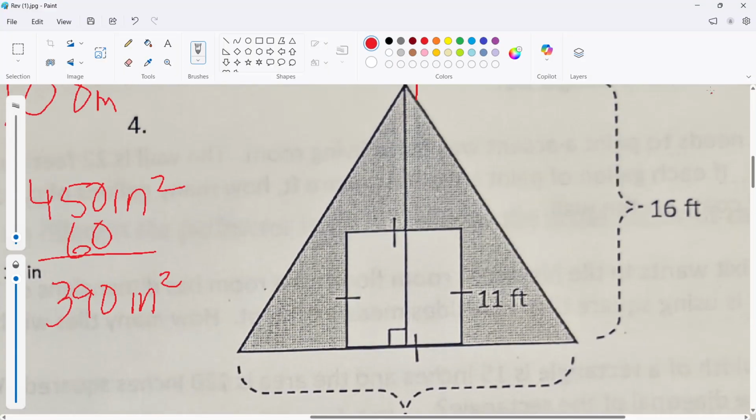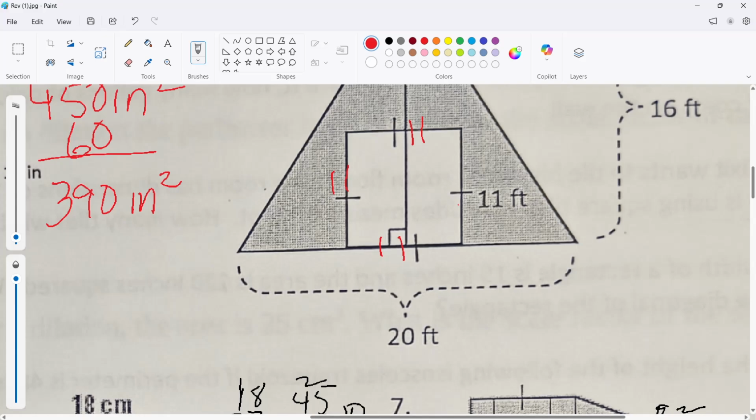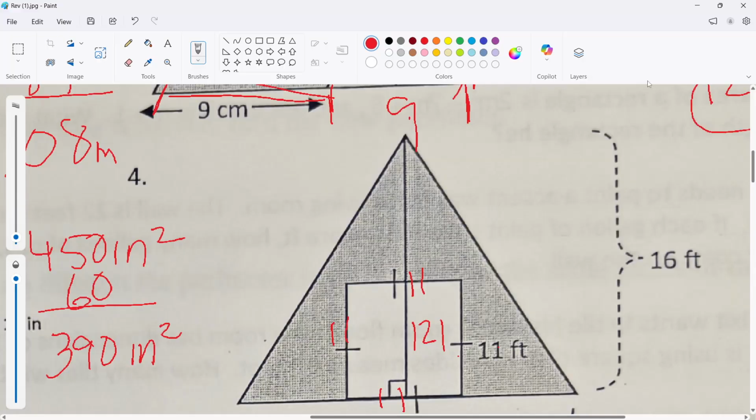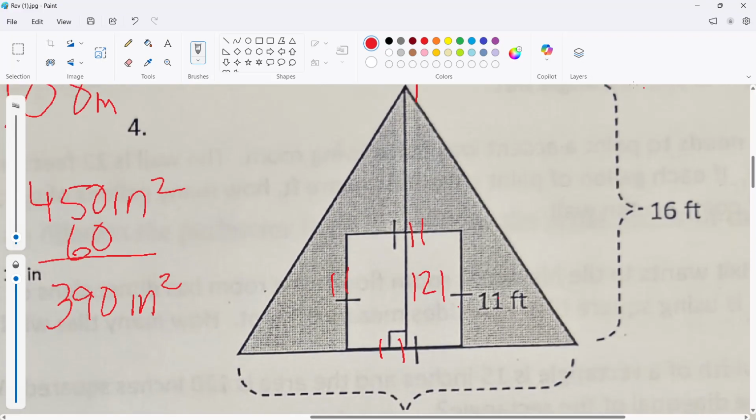Next, this is 11, which means this is 11, which means this is 11, which means this is 11. Does that help me? Yes, because now the area of this square is 11 times 11 is 121 square feet. The area of the triangle is 1/2 of 20 times 16, which is 1/2 of 320, which is 160. So 160 minus 121 will be the area of just the shaded portion. That's 39 square feet.